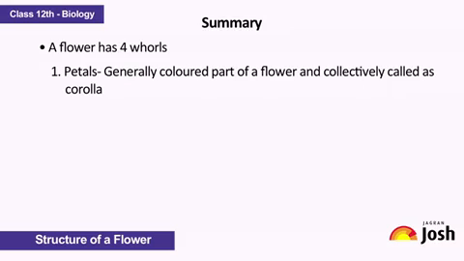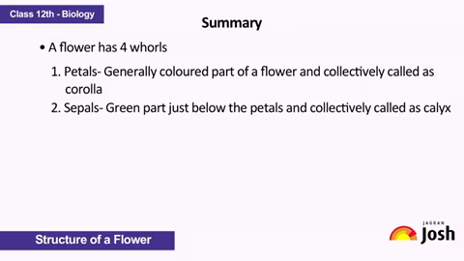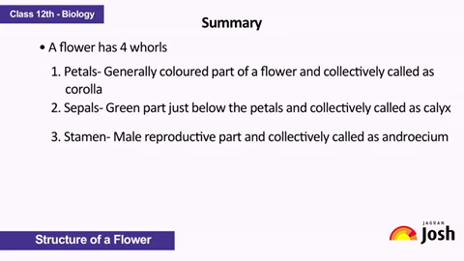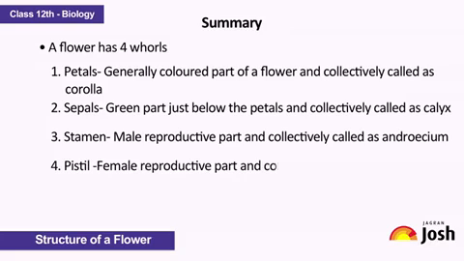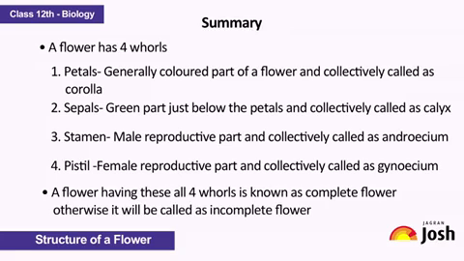Petals, generally colored part of a flower and collectively called as corolla. Sepals, green part just below the petals and collectively called as calyx. Stamen, male reproductive part and collectively called as androecium. Pistil, female reproductive part and collectively called as gynoecium. A flower having all these 4 whorls is known as a complete flower. Otherwise, it will be called as an incomplete flower.